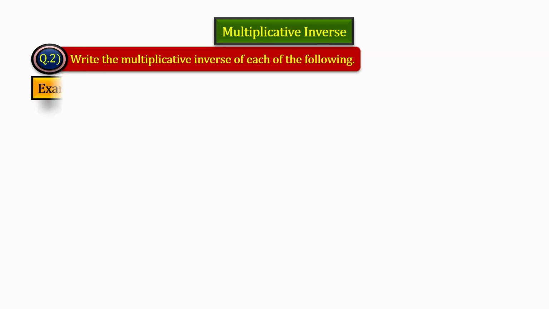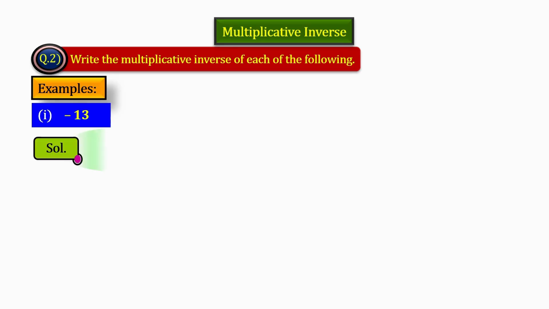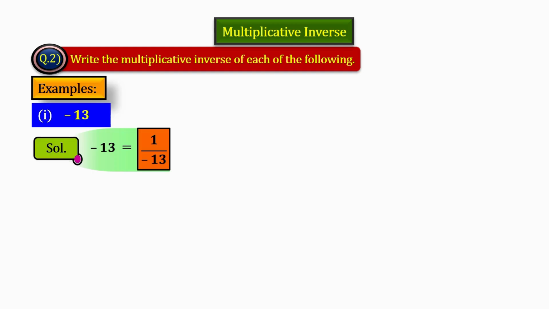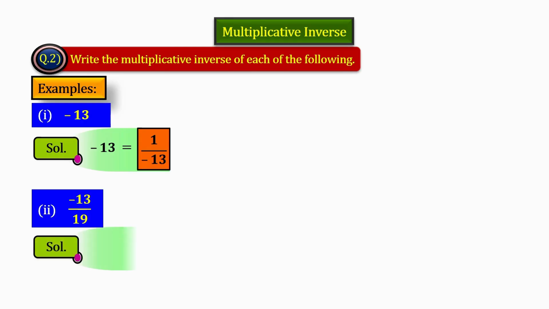Multiplicative inverse. Write the multiplicative inverse of each of the following. Minus 13. Multiplicative inverse means the reciprocal of the integers. So the multiplicative inverse of minus 13 is equal to 1 by minus 13, or you can write it as minus 1 by 13. The multiplicative inverse of minus 13 by 19 is equal to 19 by minus 13 or minus 19 by 13.